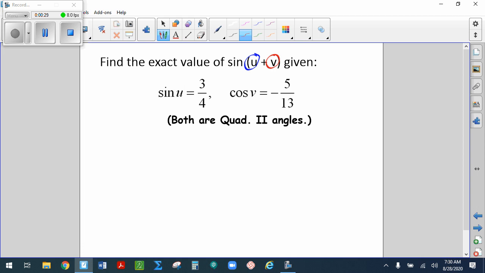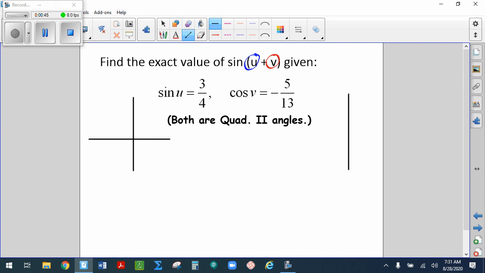So instead of knowing that it's 75 degrees, we know the ratios. The sine of that angle is 3/4. And for v, we know the cosine is equal to negative 5/13. So you can give yourself a visual. Draw your quadrant triangles. So for u, sine of u is equal to 3/4. So we're going to draw an angle in quadrant 2.